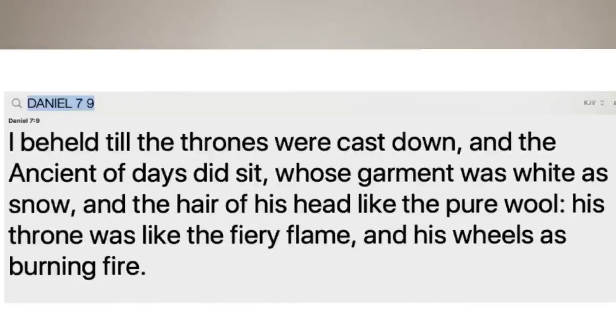Daniel chapter 7 verse 9. I beheld till the throne was cast down, and the Ancient of Days did sit, whose garment was white as snow, and the hair of his head like the pure wool. So this is God Almighty. This is the prophet Daniel who saw God in a vision. He's calling him the Ancient of Days. Why? Because he was before time.